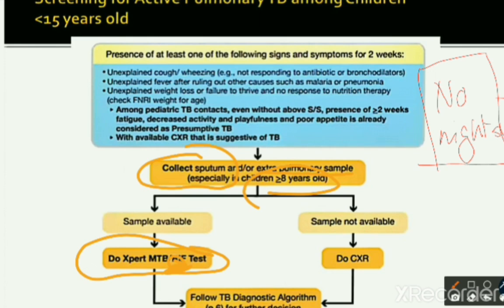If the chest x-ray is suggestive of TB, then we follow the diagnostic algorithm for TB treatment that includes regimen 1, regimen 2, regimen 3, regimen 4, and regimen 5. If positive also for GeneXpert, then do the same algorithm. So that would be all for our treatment for tuberculosis.